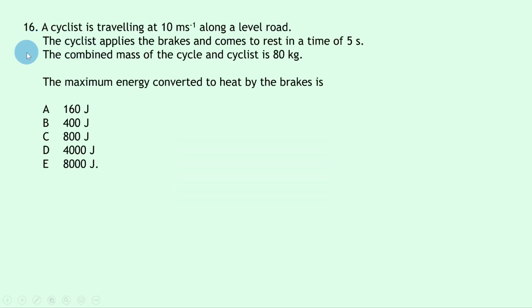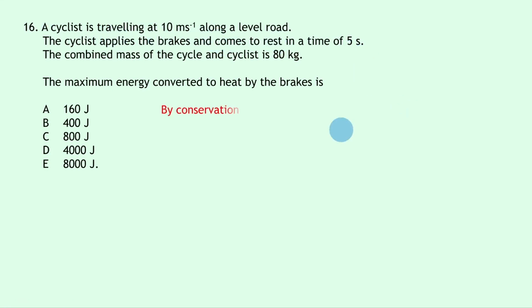Moving on to question 16, a cyclist is travelling at 10 meters per second along a level road. The cyclist applies the brakes and comes to rest in a time of 5 seconds. The combined mass of the cycle and cyclist is 80 kilograms. The maximum energy converted to heat by the brakes is... Well, if we think about this, first of all, the heat is going to be produced at the end, but we must have some energy at the start to be converted into that heat. And the energy at the start is going to be due to kinetic energy because the cyclist is coming to rest, they're coming to a stop.